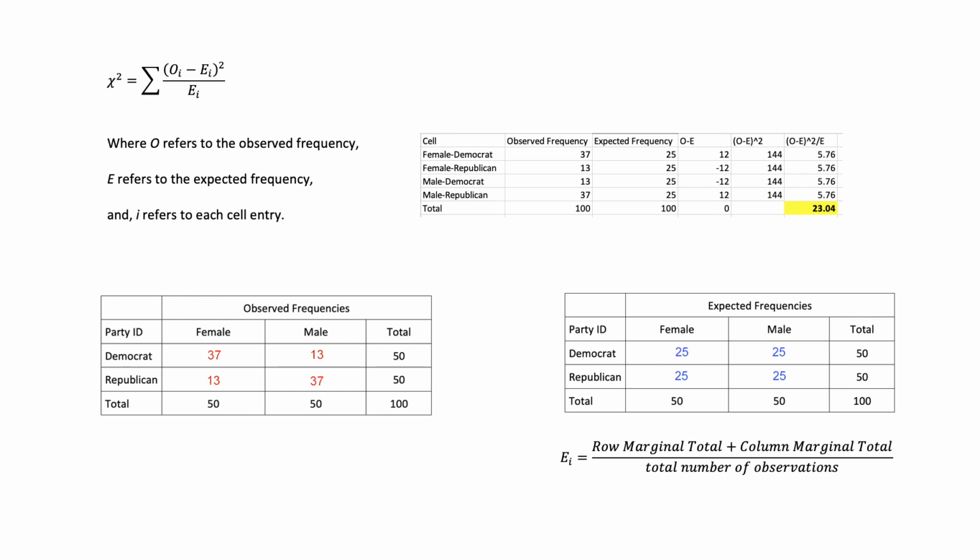The next question is whether or not that chi-squared value of 23.04 is different enough to reject the expected frequency table and the null hypothesis, which we'll discuss more in our next video.